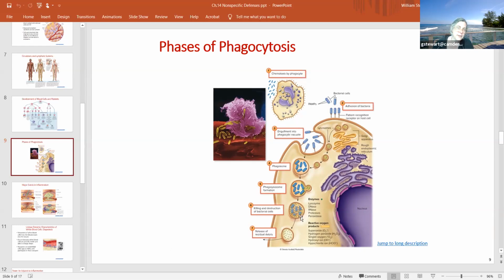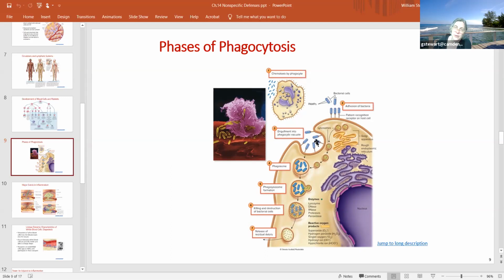The phagocytic cells that we're mostly talking about here, these are going to be monocytes that, once they engulf a bacteria and degrade it, are going to mature into a macrophage, and neutrophils. Those are probably the two best cells that have the highest phagocytic activity.